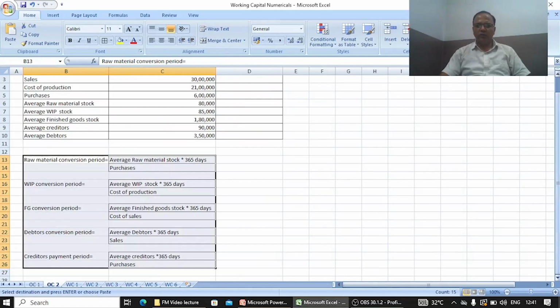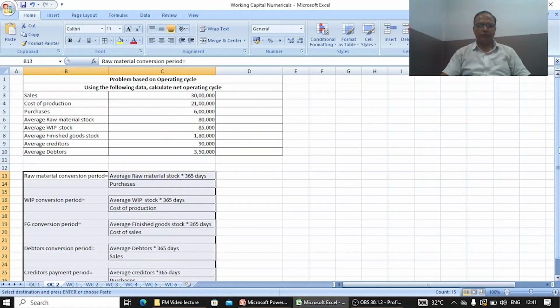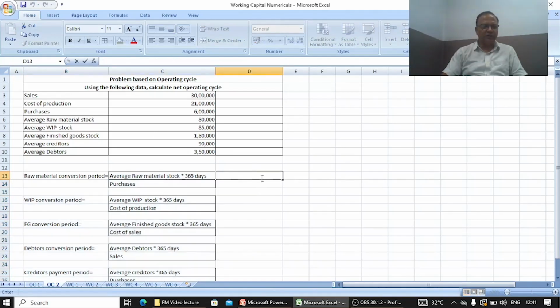This is problem number 2. Here we have to calculate the operating cycle again. To save time, I copied the format which we used in the last numerical. Now I am using the format. I am writing down the values given in the question.